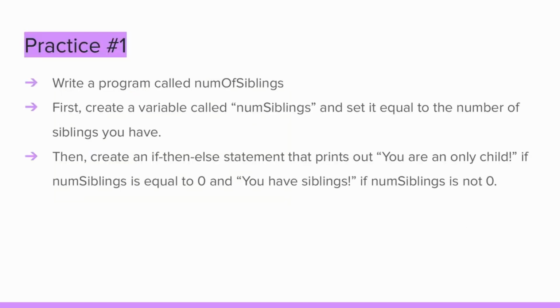Let's try an example. In Replit, create a file called num of siblings. First, we'll create a variable called num siblings and set it equal to the number of siblings you have. Then, create an if-else statement that prints out the stated output. Pause the video here and write your code.